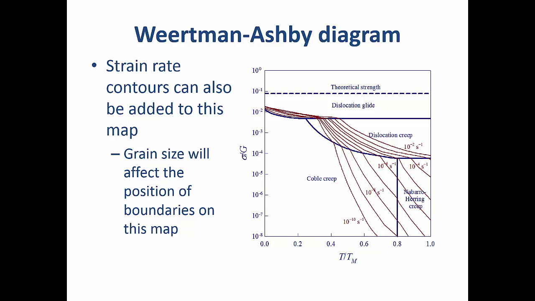You can actually add to that map strain rate contours, which I've done here. So this is all data redrawn from the literature, and you can see various contours going from 10 to the minus 10 seconds to the minus 1 through 10 to the minus 2 seconds to the minus 1, for different strain rates. The other thing that you can find is that the grain size actually affects the position of the boundaries on this map.